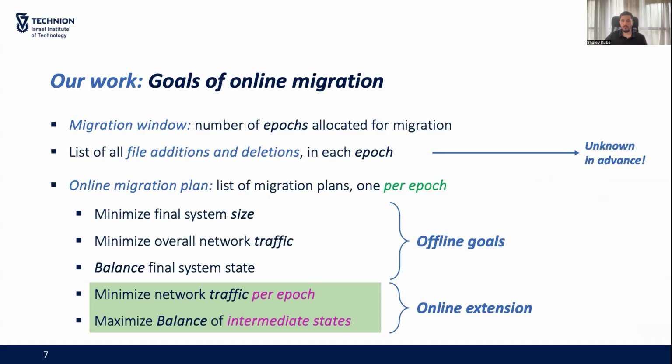As we are the first to address this online variant of the problem, we had to formalize it first. We did that by extending the offline formulation to reflect these online challenges. First, we define a migration window as a number of consecutive GC epochs allocated to the migration. The per epoch sequence of file additions and deletions is unknown in advance. Our goal is to compute an online migration plan, which is a list of per epoch migration plans. We preserve the previously defined offline goals of such a plan and add two additional goals as an online extension. First, to minimize per epoch traffic, and second, to maximize the balance of intermediate states across the migration window.